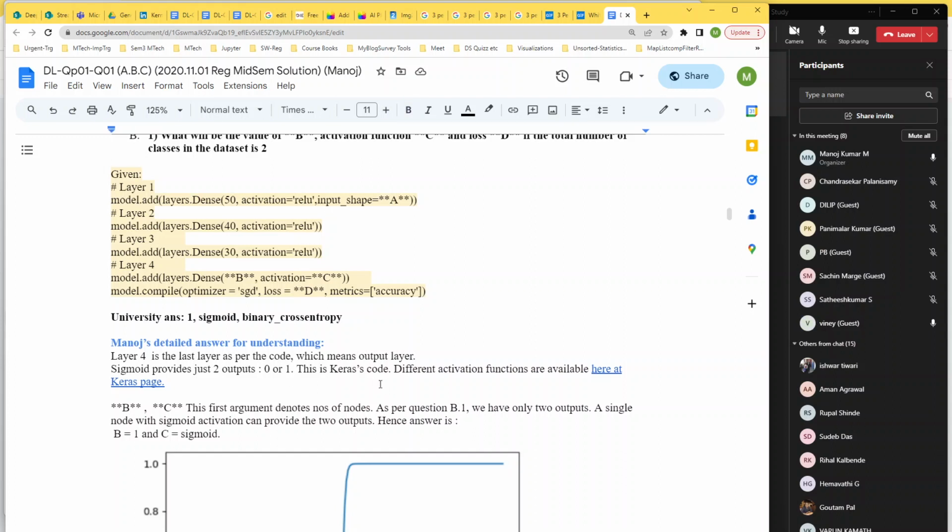Right? So this is a Keras code. Different activation functions are available. I am not going into this Keras page. It has different activation details there. But generally for 0 and 1 binary classification, we use sigmoid. Okay. So that's also the answer, sigmoid, for the activation. Now number of layers, number of nodes. How many nodes are required? Can you guess? We need only 2 outputs, right? 0 and 1.